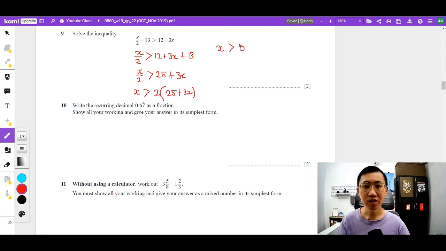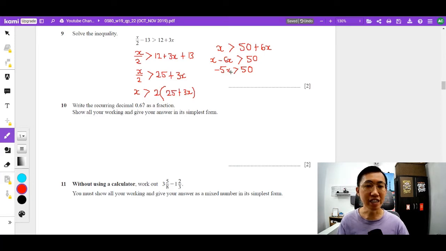Expand now. 50 plus 6x. Alright. So teacher can see the next movement is I want to shift 6x towards left hand side. So let's start. X minus 6x. We continue to copy, alright? More than 50. So almost there, guys. Minus 5x larger than 50. Okay, here's the next move where students will make mistake most of the time.